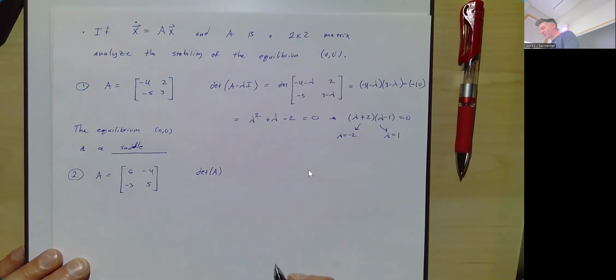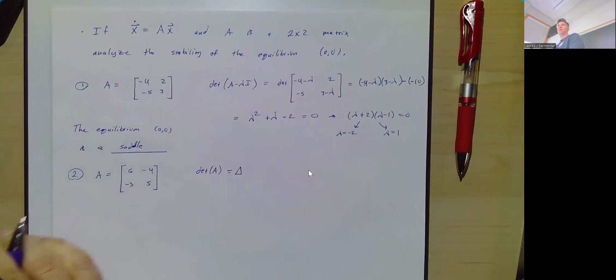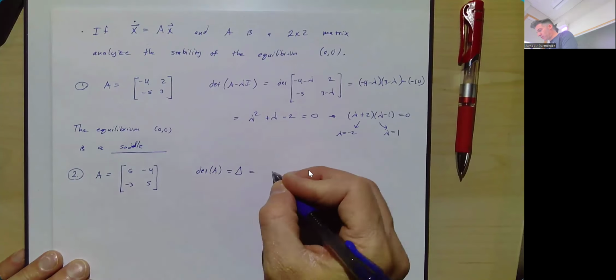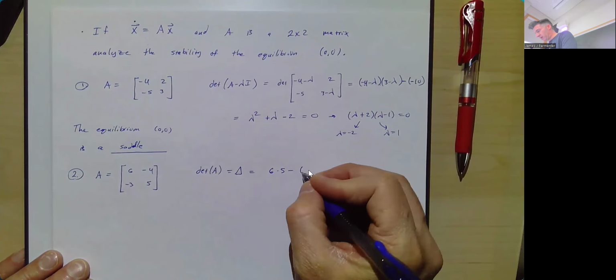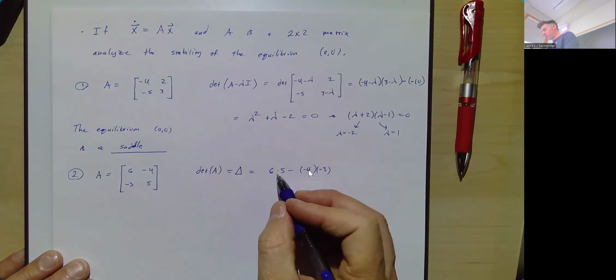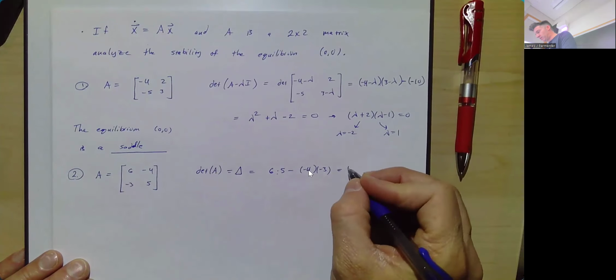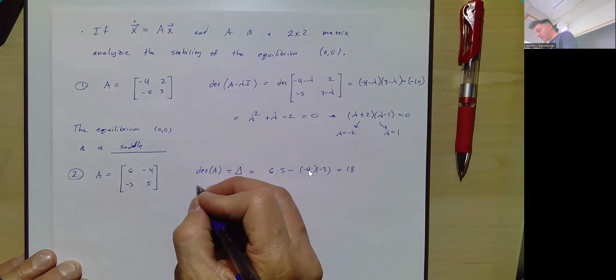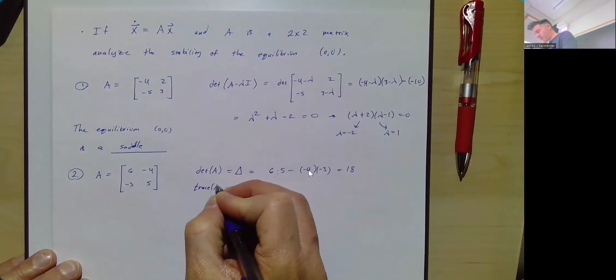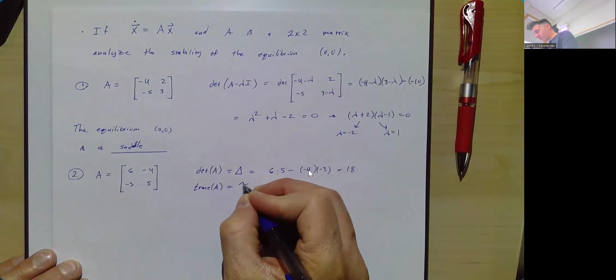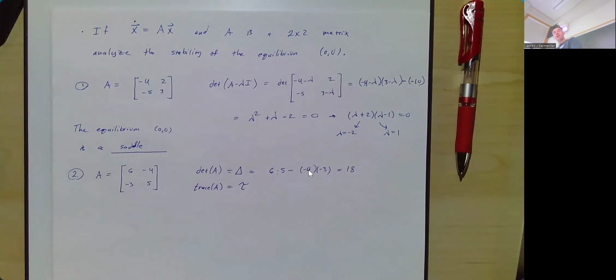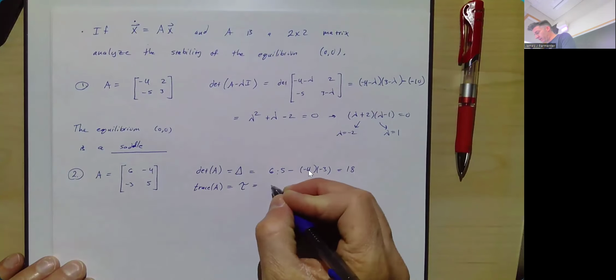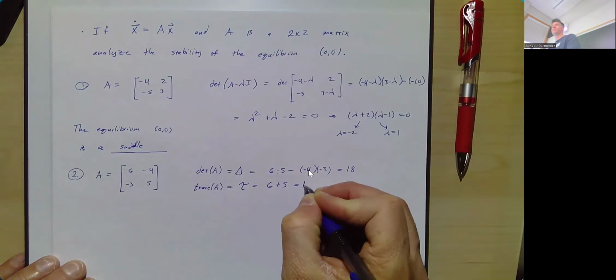which people often call capital delta. And that's going to be equal to 6 times 5 minus -4 times -3, which is 30 minus 12, which is 18. And then we're also going to find the trace of A, which people often call tau. The trace of a matrix, of any square matrix, is just the sum of all the diagonal entries. So that's going to be equal to 6 plus 5, which is 11.